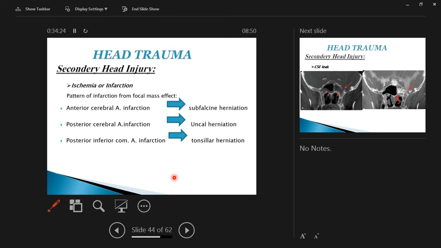Another entity of secondary head injury is ischemia or infarction. The global ischemia or infarction may be caused by hypoxia, reduced blood flow. This is known, but the pattern of infarction from focal mass effect. In the subfalcine herniation, usually the ischemia occurs in the tributaries of the anterior cerebral artery. In uncal herniation, in the posterior cerebral artery tributaries, infarction occurs. Tonsillar herniation, the ischemia or infarction occurs in the tributaries of the posterior inferior cerebellar artery.